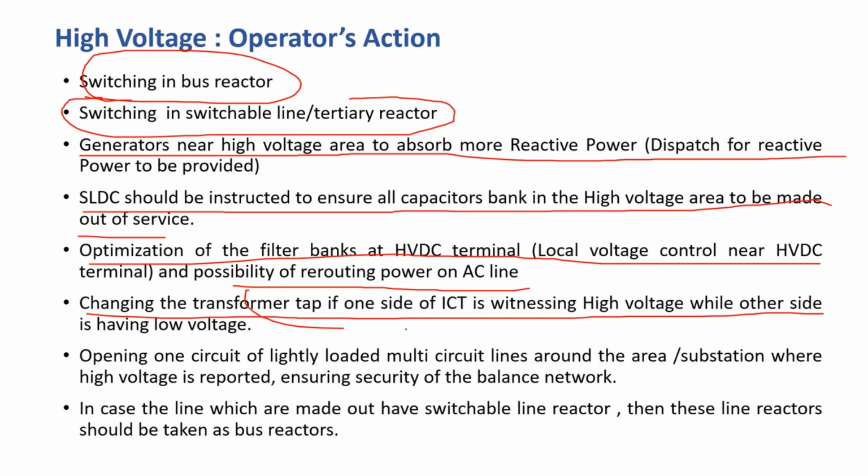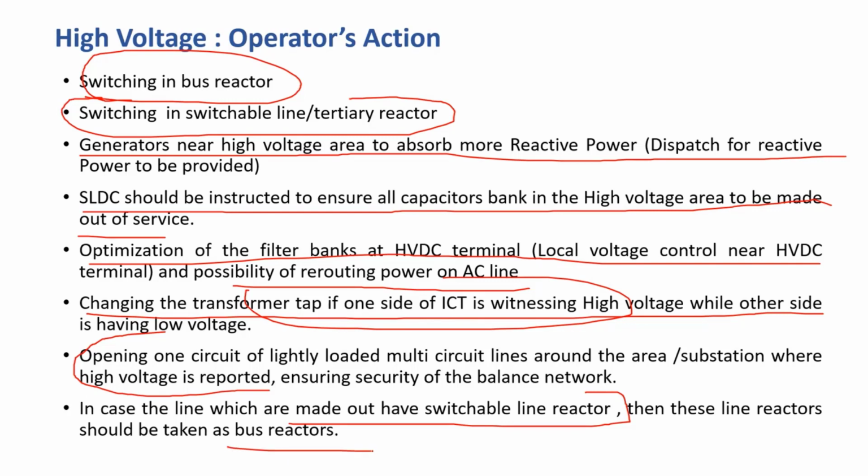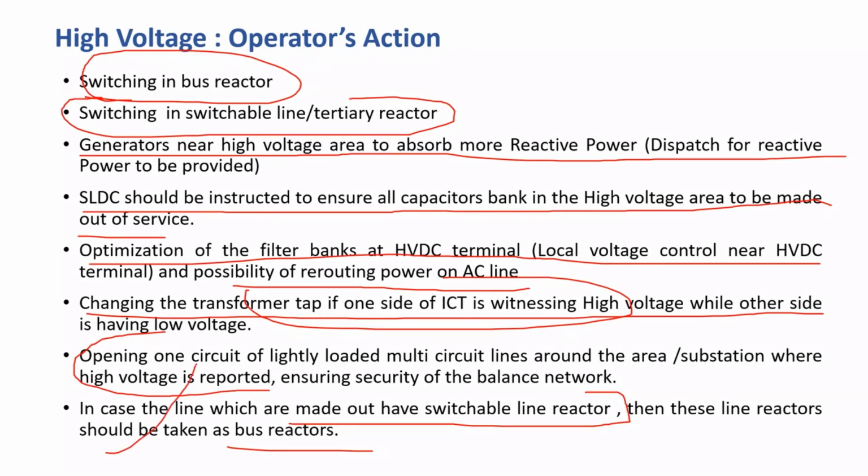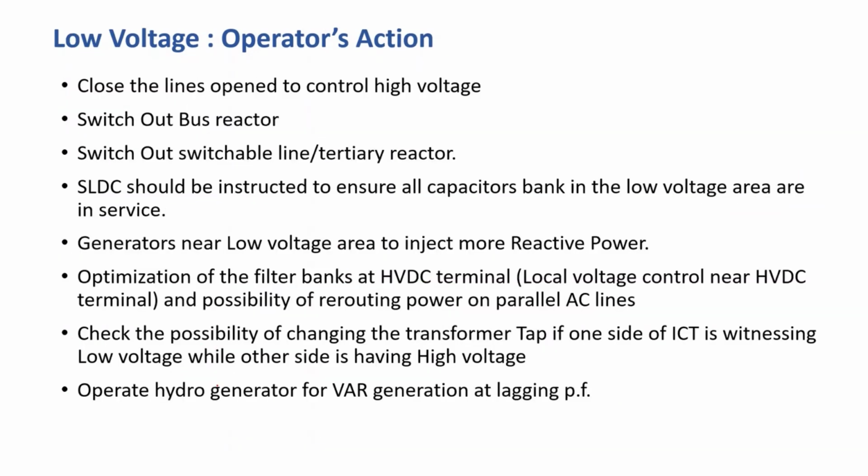Then transformer tap changing, one by one. The last resort, if you don't have any other option, is to switch off the lightly loaded transmission line in the system. In case lines which are made out have a switchable line reactor, then the line reactor should be taken as a bus reactor. So this is the action you take in the high voltage scenario. Okay. Then in low voltage, you do the complete reverse. What have we done? We have taken this line out of service. So what we are doing?